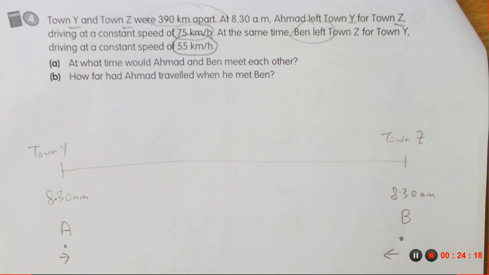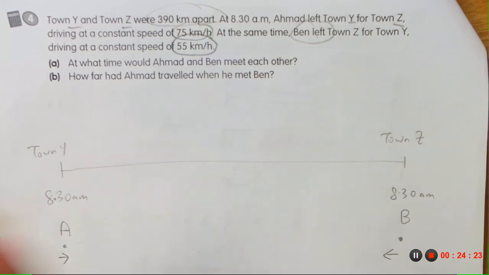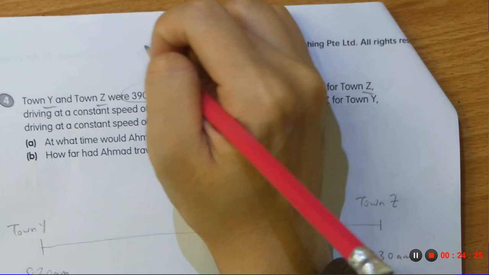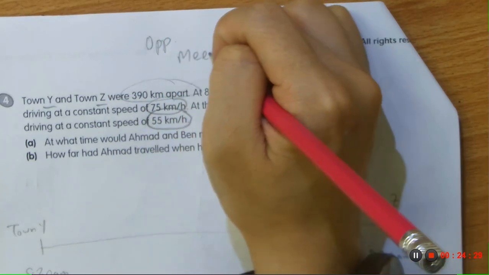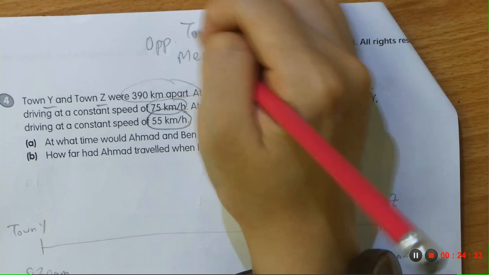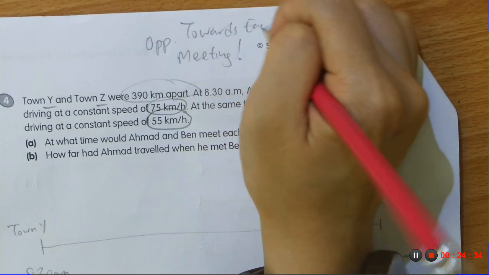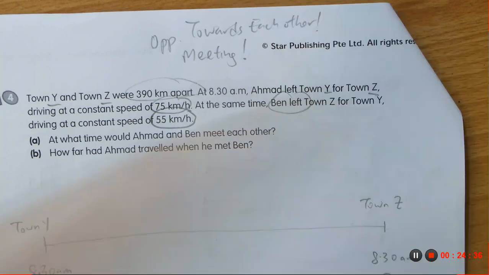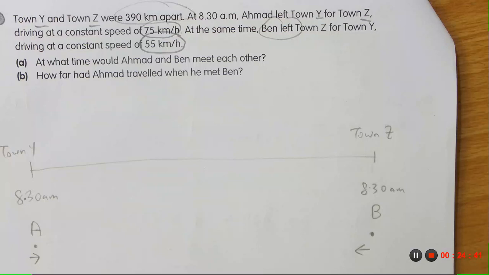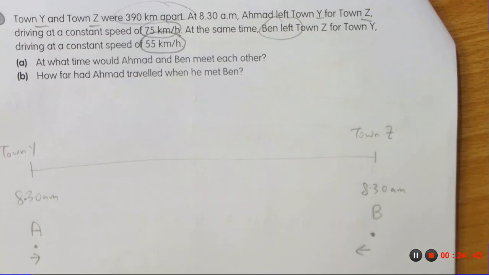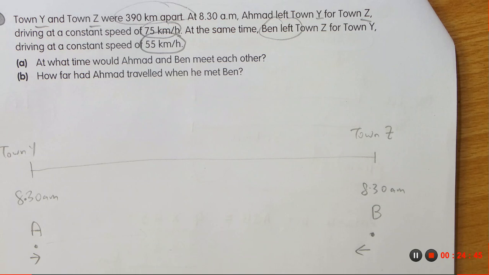Now, first question. The two of them are going in opposite directions, but they are meeting. They are going towards each other. So the arrow is going towards each other. Whose arrow is going to be longer? Ahmad, why? Correct. So Ahmad is faster.